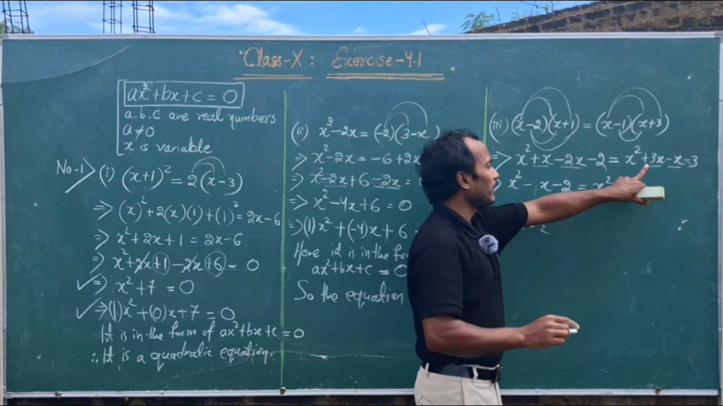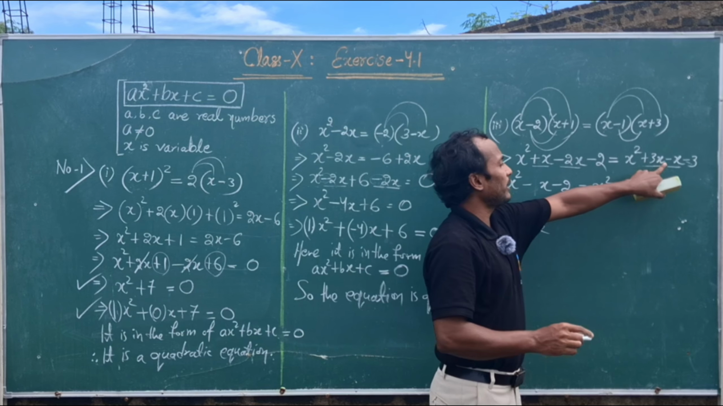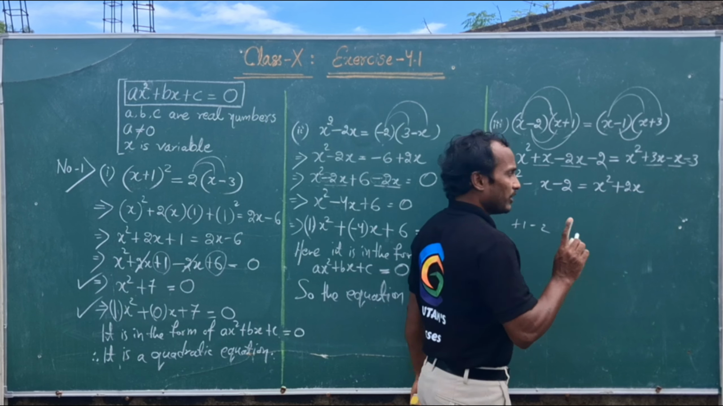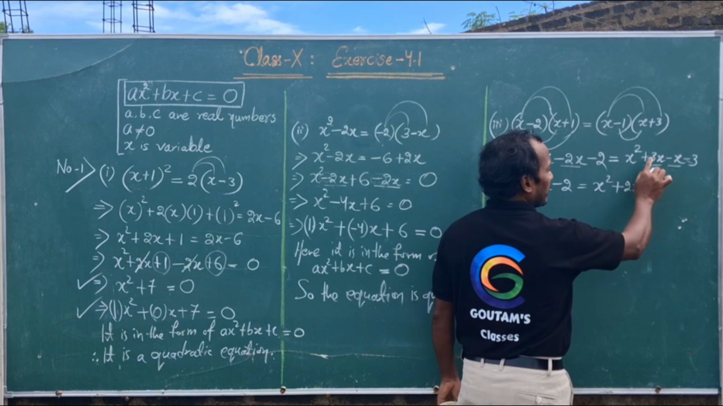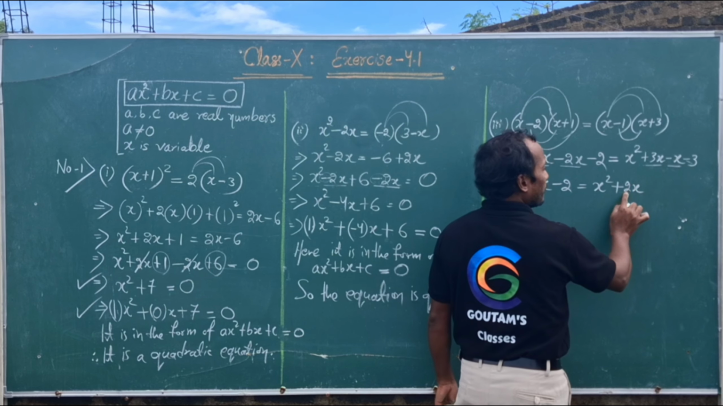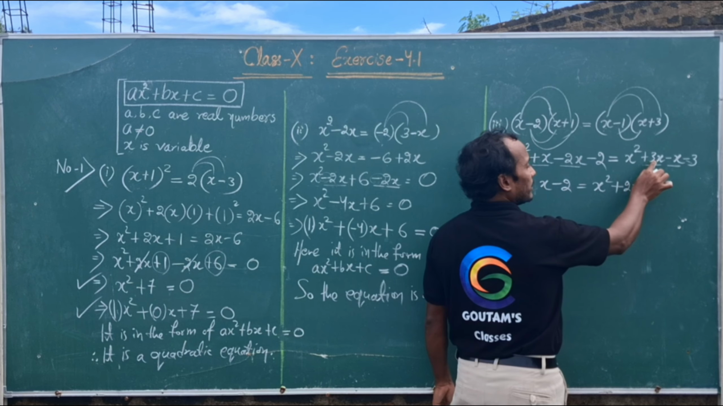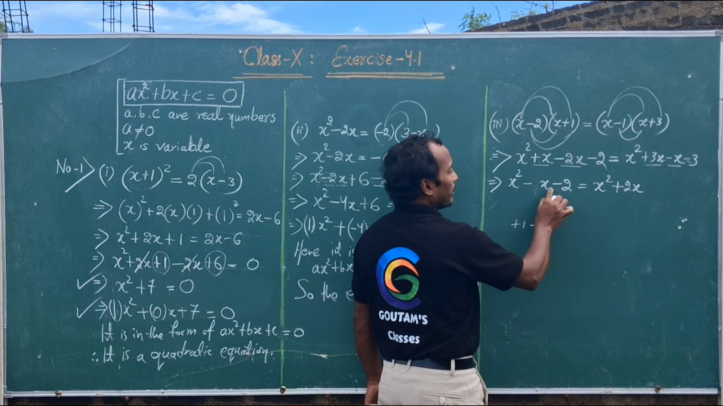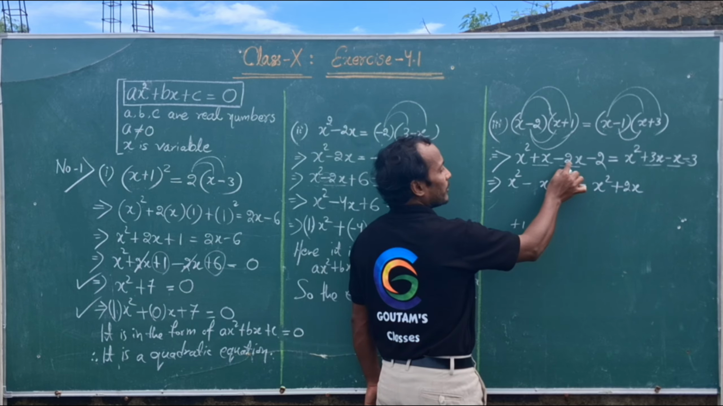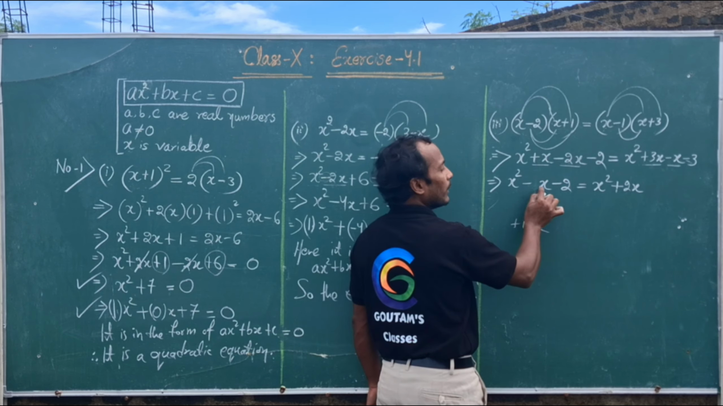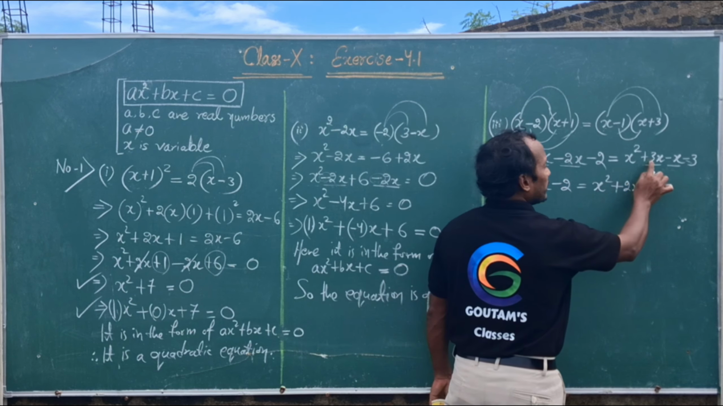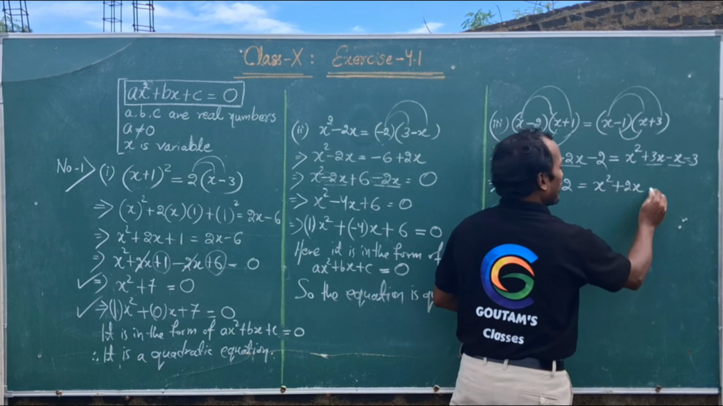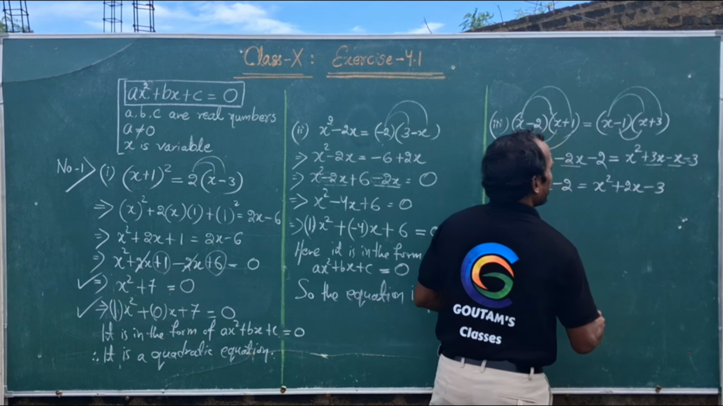But here the like terms do not have the same symbol. In case the like terms do not have the same symbol, your work is to subtract the smaller from the bigger. 3 minus 1 gives you 2, and keep the symbol of the bigger number. 3 is bigger, so the plus symbol has been kept here. Here 2 was bigger, so the minus symbol has been kept, and the difference of 2 and 1 is 1, so 1x. But here 3 is bigger, so the plus symbol has been kept. 3 minus 1 is 2, so 2x. Now minus 3 was there.